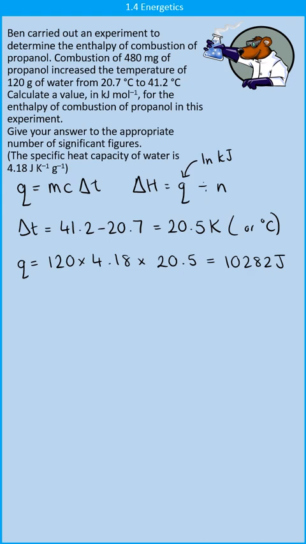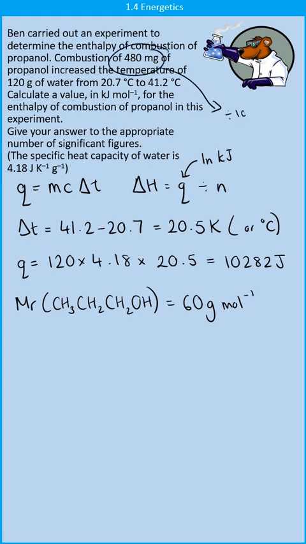10,282 joules. Now, as we said, we're going to need to know the number of moles of propanol that we've burned. So this is where we're going to use that mass, that 480 milligrams, which of course we're going to have to convert into grams, and we're also going to need the relative formula mass. And remember, this is a really easy way to lose a mark. It's amazing the number of people who could do quite complicated chemistry but lose a mark because they worked out the MR wrong. So just double check your working there.